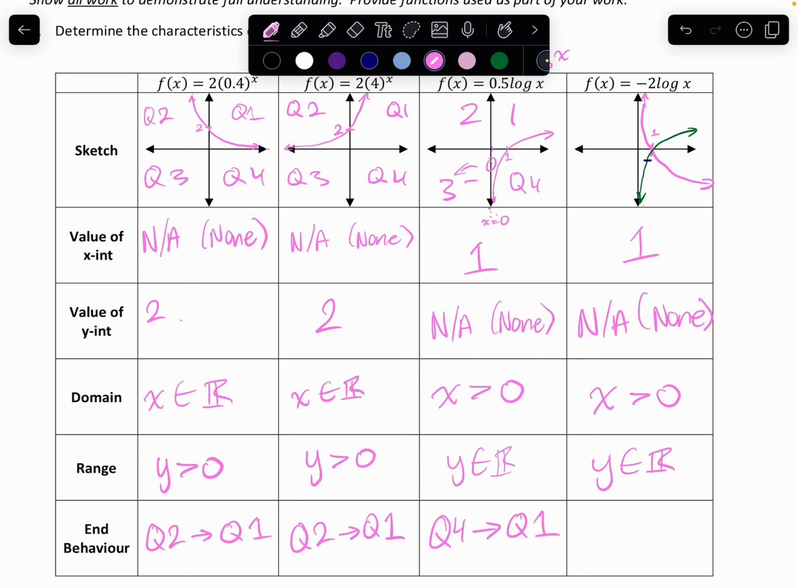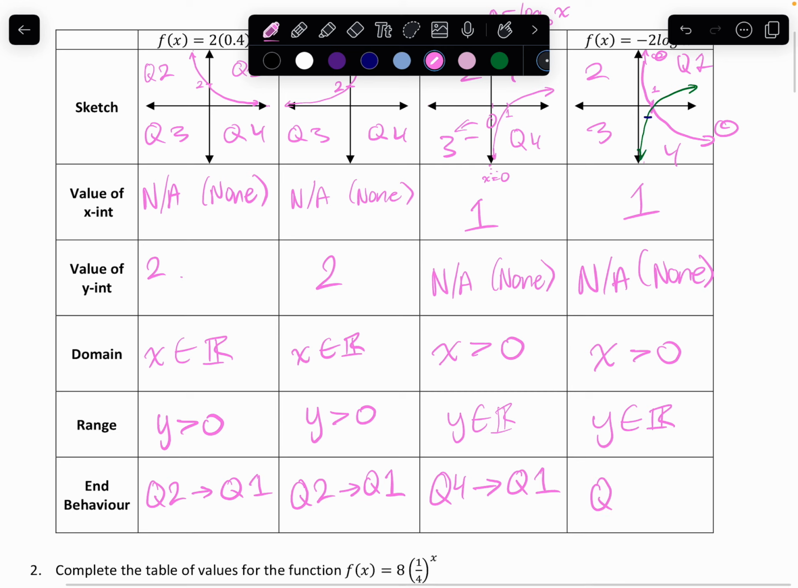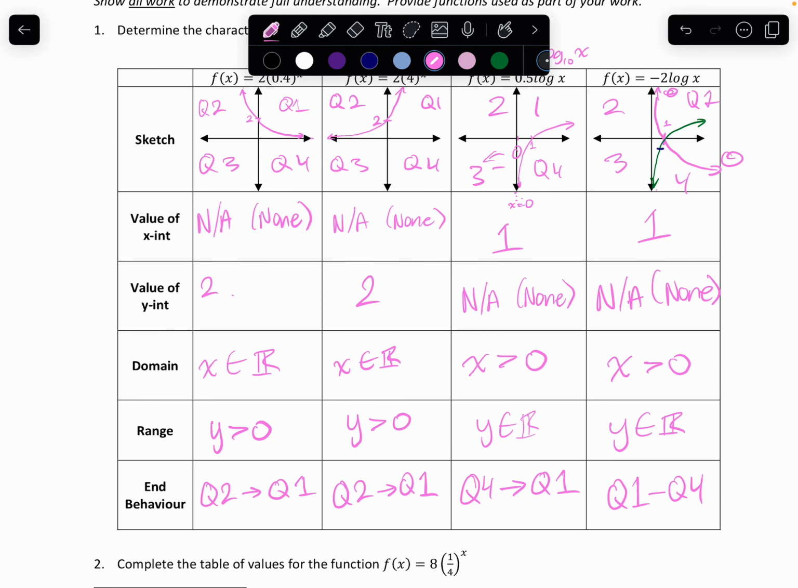And end behavior, final thing, we've got Q1, 2, 3, 4, and it's going from Q1 up here to Q4 down here. So Q4. I haven't checked the answers, so I might do that quickly actually, just to make sure I'm not sending you down the wrong path. But I am relatively confident that this is correct. Yeah. Sweet. All good.